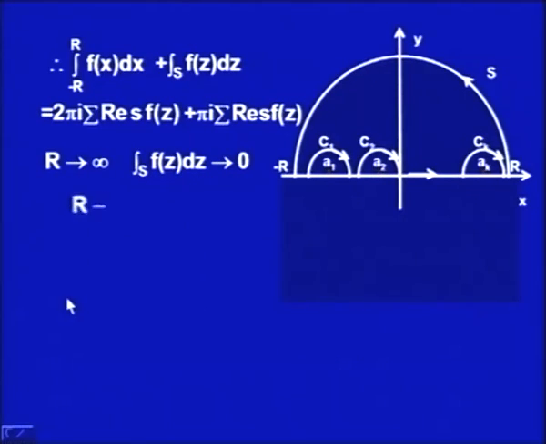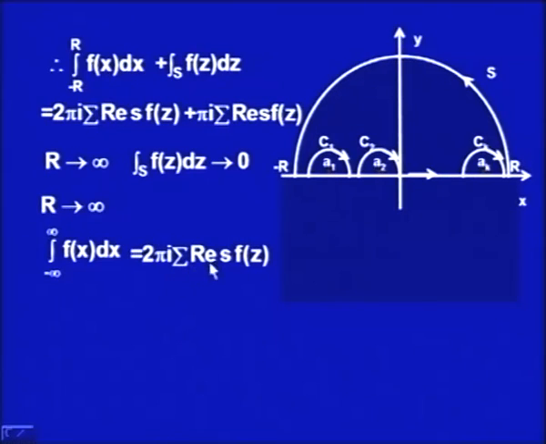Thus, if I take this limit as r approaches infinity, this integral will approach our improper integral from minus infinity to plus infinity of f(x) dx, or you could say the Cauchy principal value of the integral from minus infinity to plus infinity of f(x) dx. That would be equal to 2 pi i times the summation of residues of f(z) plus pi i times the summation of residues of f(z). The first summation is over all the poles which are in the upper half plane, and the second summation is over all the poles which are on the real line. So, thus we have got the formula.